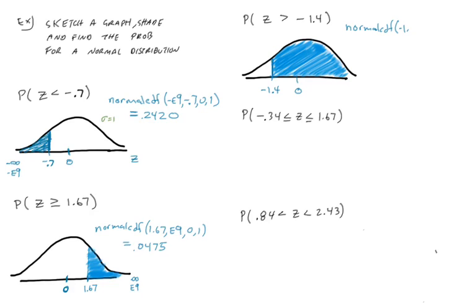And so our normal CDF, our low value this time is going to be the negative 1.4, and then our high value is going to be that negative infinity there.